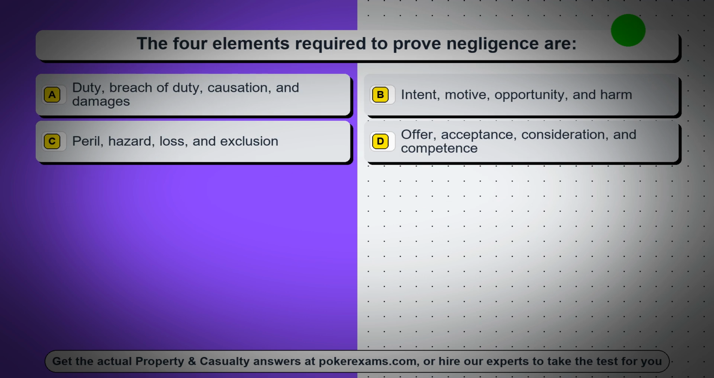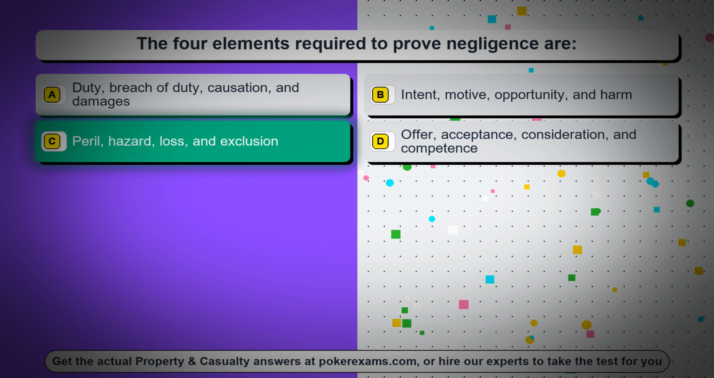Question 58. The four elements required to prove negligence are, option A, duty, breach of duty, causation, and damages. Option B, intent, motive, opportunity, and harm. Option C, peril, hazard, loss, and exclusion. Option D, offer, acceptance, consideration, and competence. The correct answer is option C, peril, hazard, loss, and exclusion.